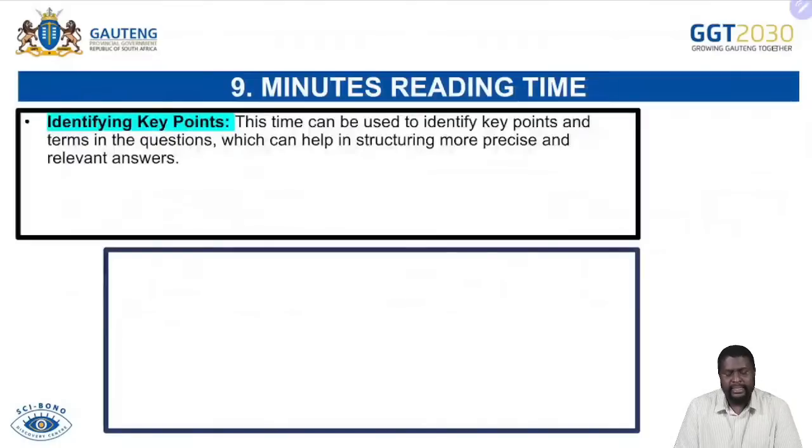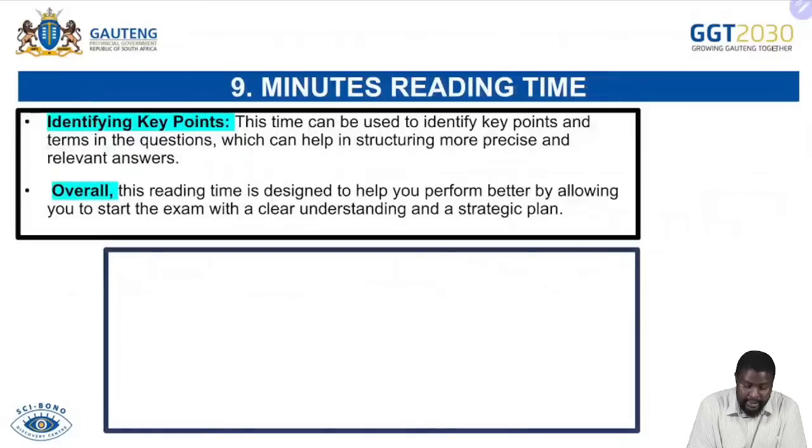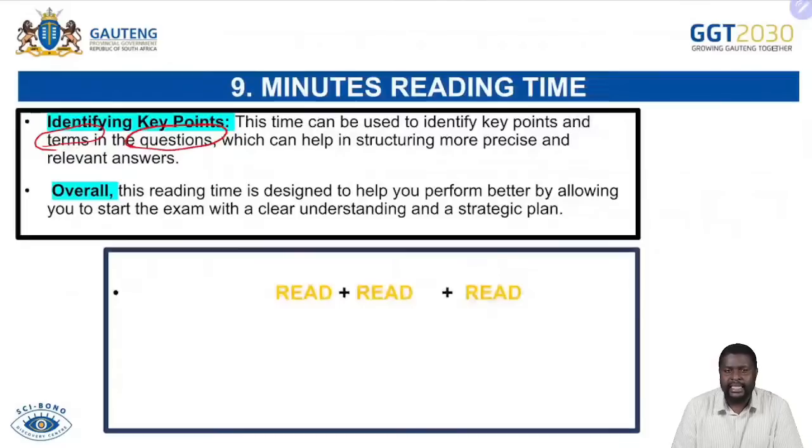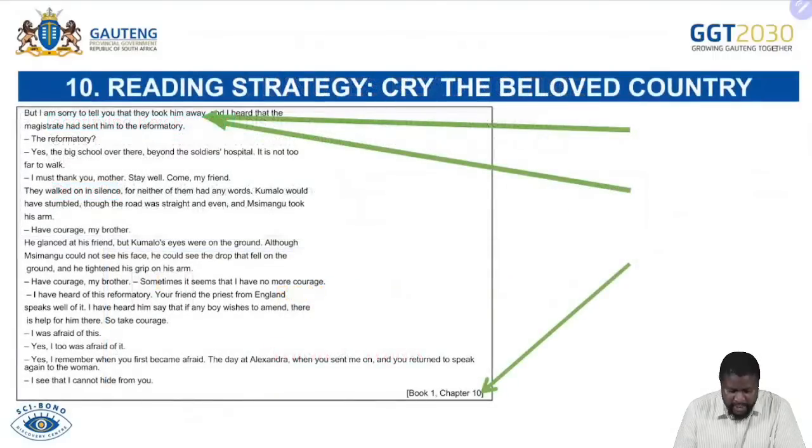Identify the key points. This time can be used to identify key points and terms in the questions. Remember, grade 12s, underline keywords, the terms, the words that are used in the questions that will give you a clue. What information is important? What information are you supposed to include in your response? Overall, this reading time is designed to help you perform better by allowing you to start the exam with a clear understanding and a strategic plan. Right, read, and read. We have 10 minutes. Now think about the questions you are going to answer and then you start writing.